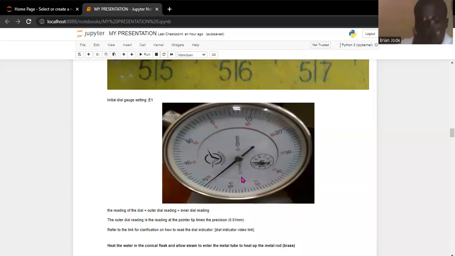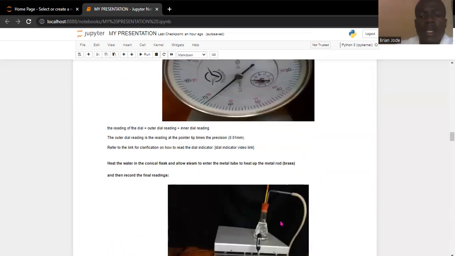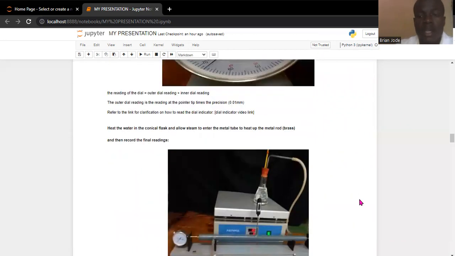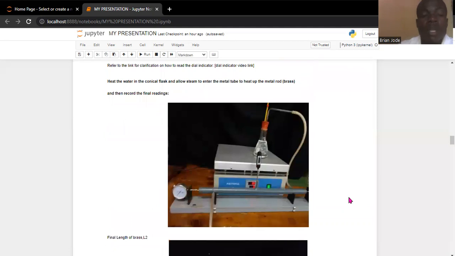Then we are also required to heat the water so that it generates steam, and allow the steam to enter the metal tube to heat up the metal rod, so that it can expand and even cause an expansion in the dial gauge. So the heating process is as indicated here.